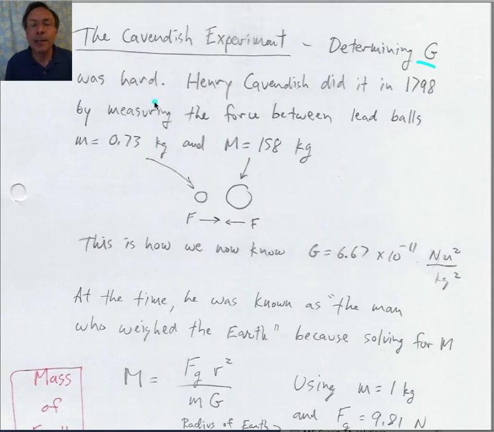The experiment itself was done by finding the gravitational pull between two lead balls. So here's lead ball number 1, and here is lead ball number 2, and finding the gravitational pull between them. Now, this was a very delicate experiment, and I'm going to stop at this point and show you a little bit about how an experiment like that looks.